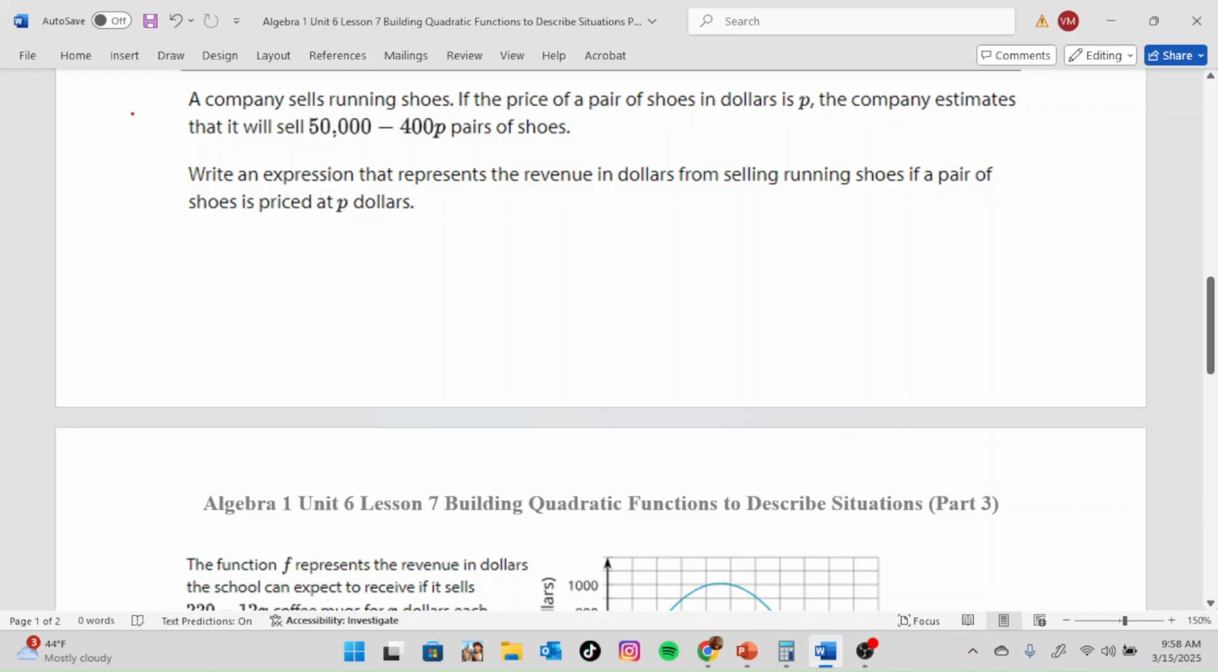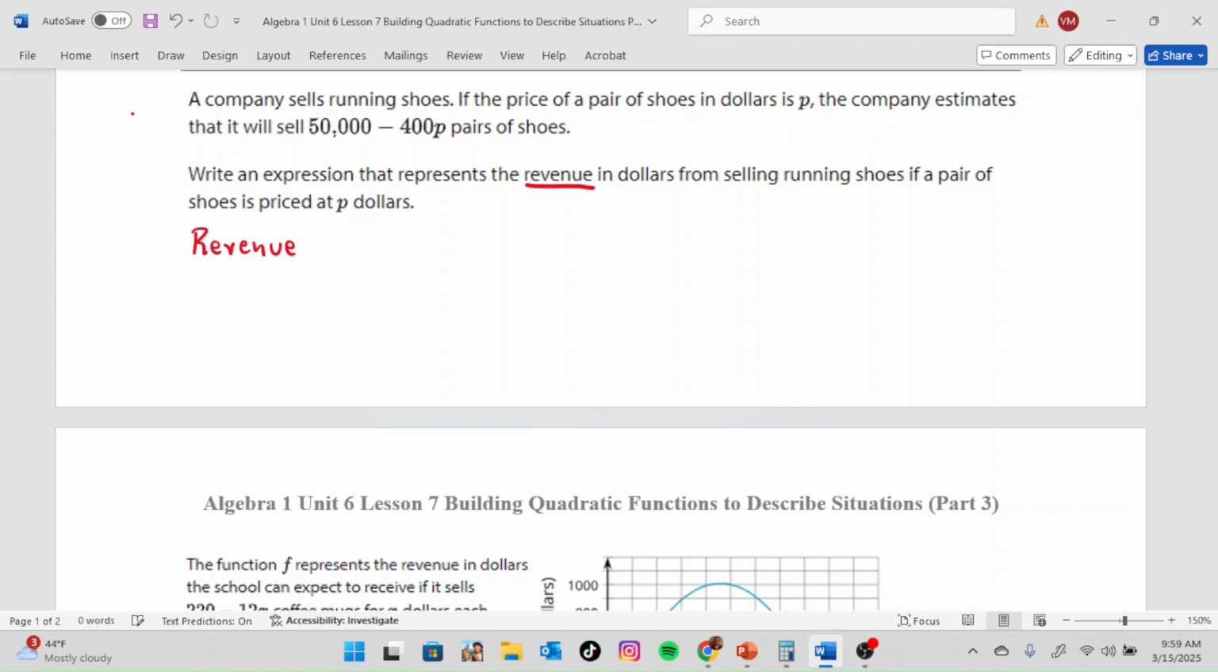Practice problem number 2 says a company sells running shoes. If the price of a pair of shoes in dollars is P, the company estimates that it will sell 50,000 minus 400 times P pairs of shoes. Write an expression that represents the revenue in dollars from selling running shoes if a pair of shoes is priced at P dollars. So, in order to answer this question, you need to understand what revenue is.